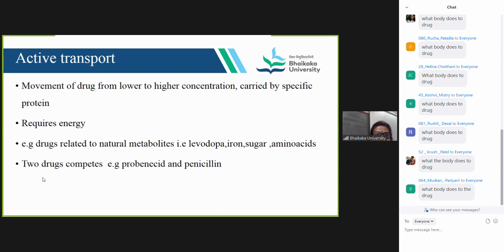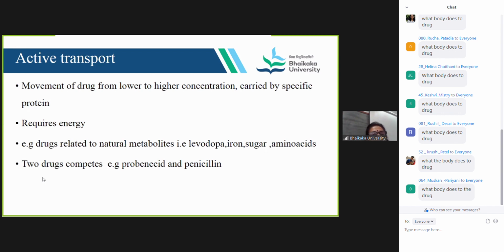Probenecid also follows active transport, and penicillin also follows active transport, but probenecid has a higher efficacy of this mechanism. So it will increase the duration of action of penicillin. It will help penicillin to remain in the body for a longer time, so the frequency of penicillin dosing can be reduced.